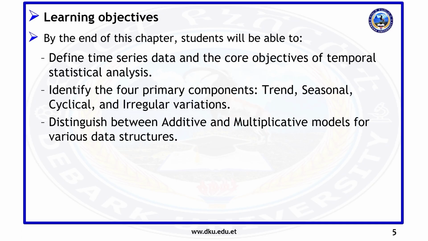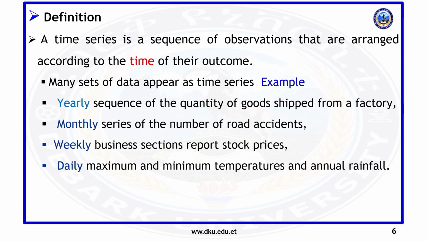Keeping these objectives in mind will guide us as we explore time series data, its components, and how to model it effectively. Now, let us define time series. A time series is a sequence of observations that are arranged according to the time of their outcome. The key idea here, the order of the data matters. That means we record it in the order it happens, not randomly.